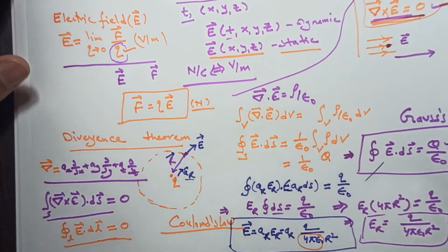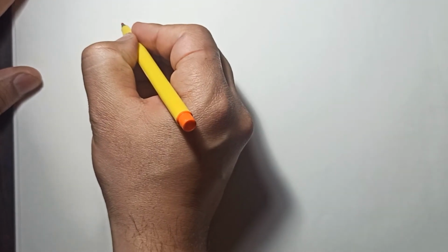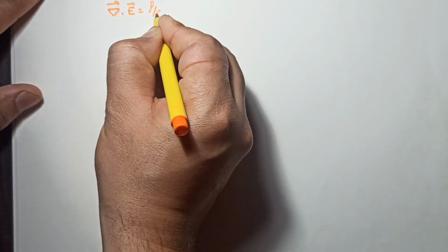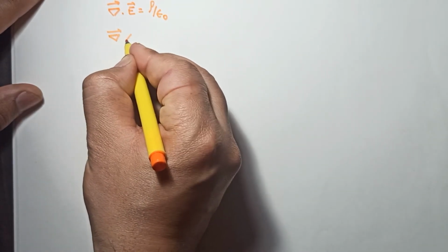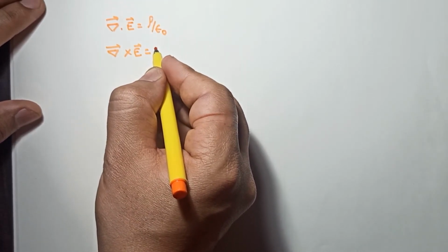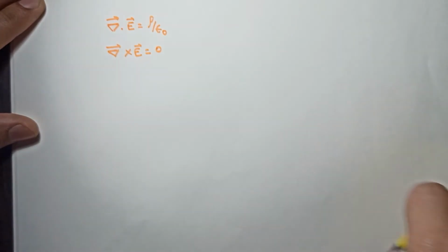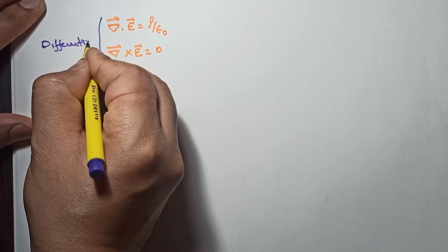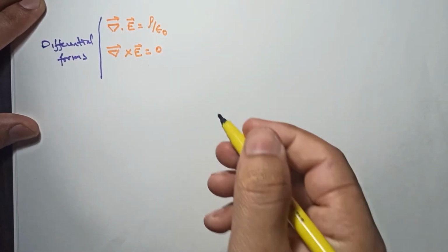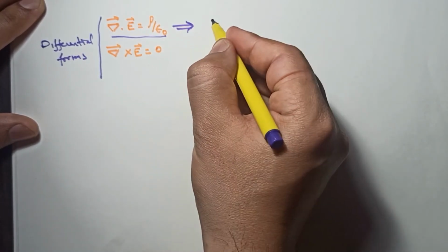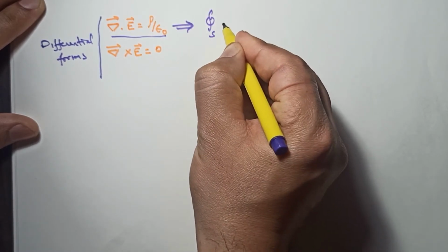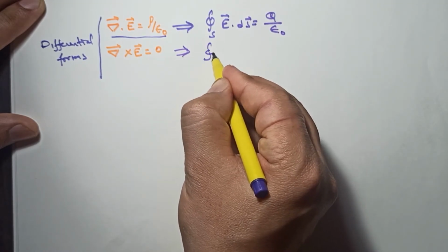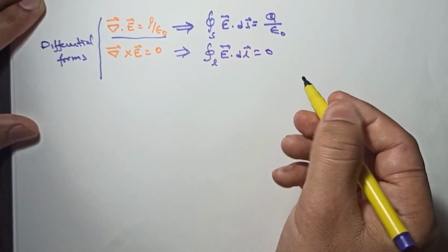Let me write it in one place. We have discussed del dot E is equal to rho by epsilon naught, and del cross E is equal to 0. Because of the del, these two are the differential form. So what is the integral form of this? We have derived it: this is Gauss law, closed integral of E dot ds is equal to q by epsilon naught. And for the other, this is the line integral, E dot dl is equal to 0.